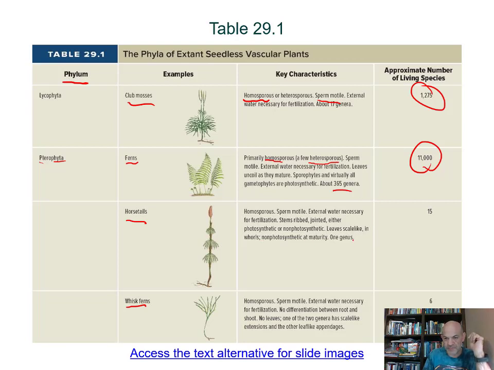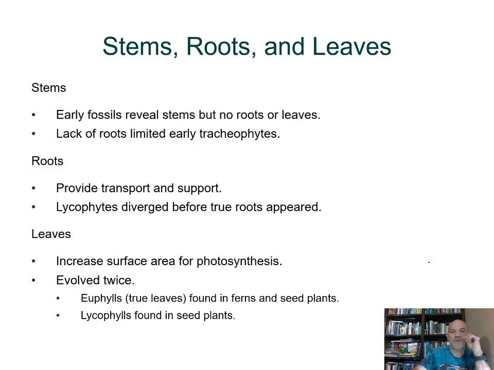The horsetails: homosporous, no heterospory, motile sperm, so you need water for the life cycle. And for the whisk ferns, same thing: homosporous, sperm have flagella, so you need external water here. Keep in mind the number of living species today: about 15 identified for horsetails, and only about 6 for whisk ferns. You don't necessarily memorize the number, but have the idea that there are not very many horsetail species alive today, and not very many whisk ferns.